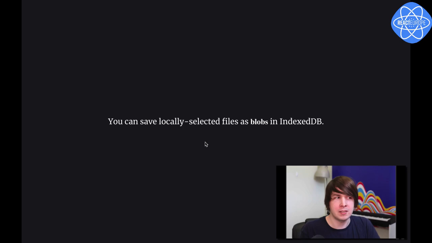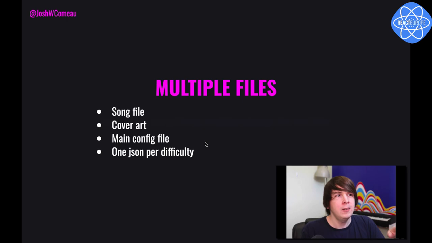So I had that worked out, but then I had a new problem. And the problem is that when you edit a map, it's not just one file because you have your song file. Every song or every map has a cover art. There's a main configuration file, which is stored in JSON, which contains information about the BPM and all that.